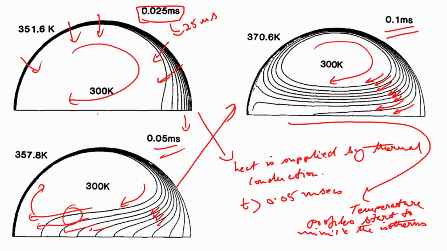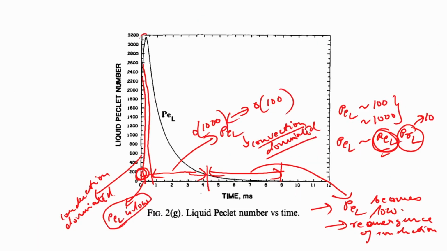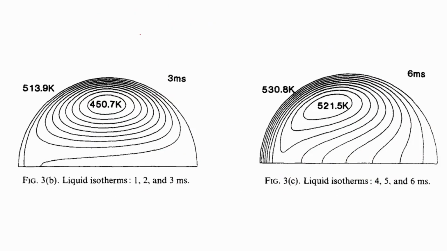That is obvious, because in these cases the Peclet number is now of the order of 1000, which you can see from the previous plot itself. There is a sharp rise in Peclet number. Now, up to 3 milliseconds you basically see the same thing, the liquid isotherms are like that, so they start to mimic the flow field. After about 5 milliseconds, the 6 millisecond case is a good enough example.